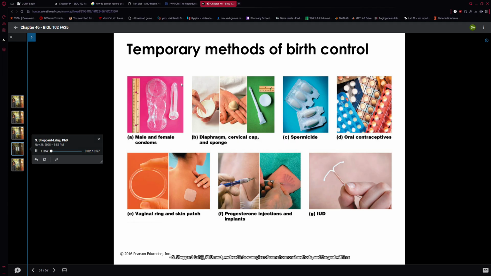Next, we head into examples of some hormonal methods. And the goal within a hormonal method is to inhibit the process of ovulation. And that can be achieved by suppression of gonadotropins. So without FSH and LH, we can prevent follicle maturation. Estrogen levels are not going to rise. There's no LH surge. There's no ovulation.